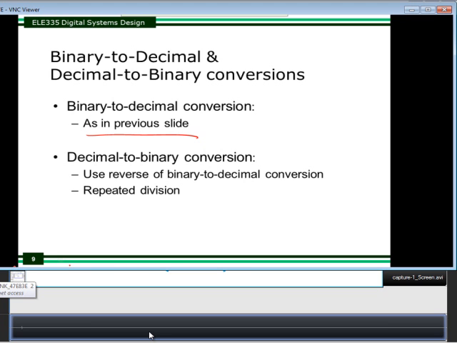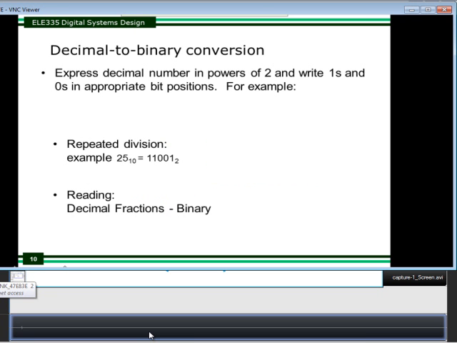Right, decimal to binary conversion. We just use the reverse of binary to decimal conversion, which is repeated division. Okay. So we express our decimal number in powers of 2 and write ones and zeros in appropriate bit positions. Do we remember how to do decimal to binary conversion? Yes, good. Can we all please have a go at 11001 base 2? Oh, I've given you the answer. That's too easy.